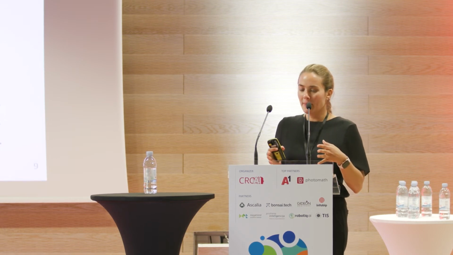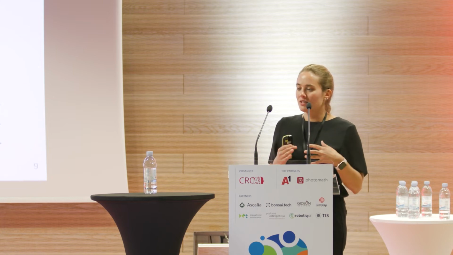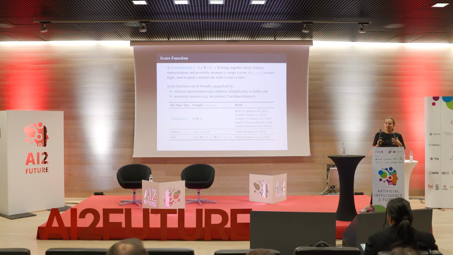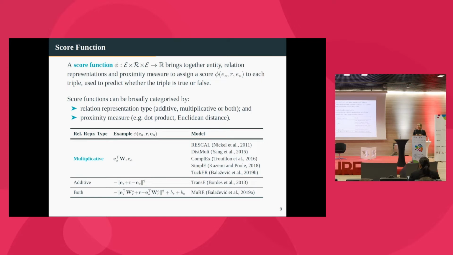So, as the name multiplicative models says, to obtain the relation-transformed subject entity, we multiply the subject entity embedding with the relation-specific matrix to get the relation-transformed subject. The implicit proximity measure here is a dot product, because we do a dot product between this relation-transformed subject and the object to obtain a score.